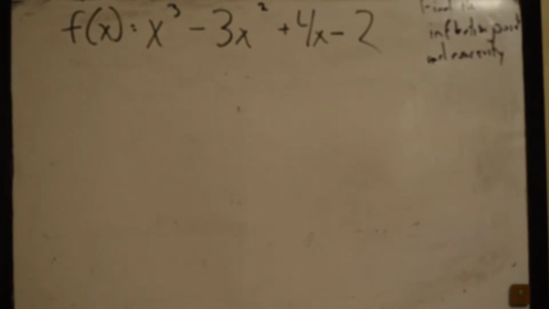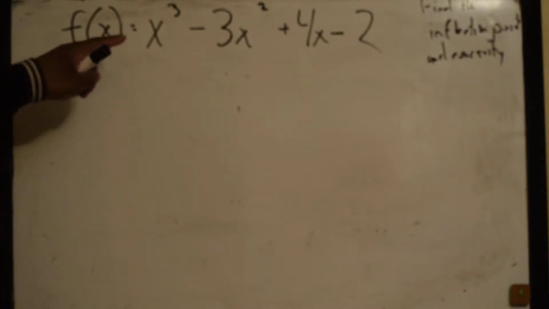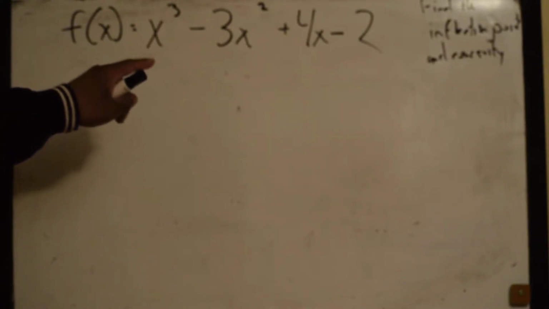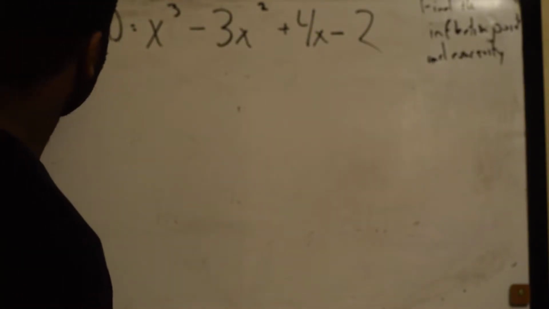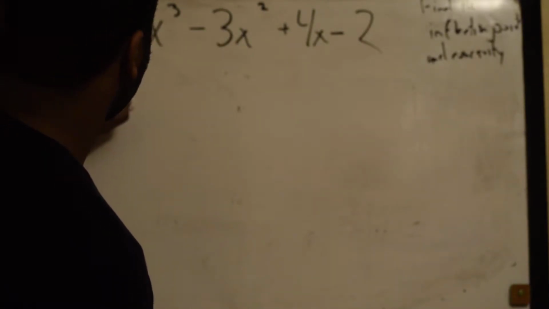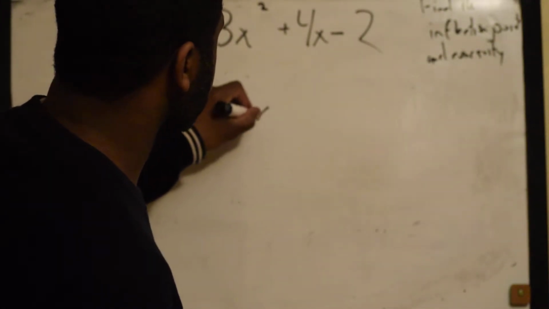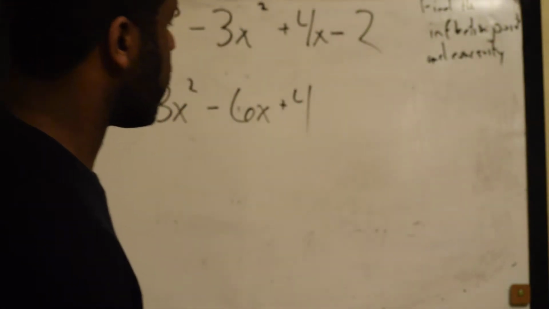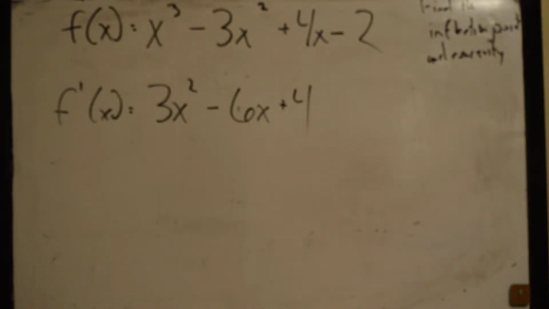Okay, so today we're going to talk about concavity and inflection points. So here we have x cubed minus 3x squared plus 4x minus 2. Let's find the concavity. So we find the first derivative, which is 3x squared minus 6x plus 4. Of course, the 2 is a constant, so the derivative is 0. Now this is the difference.